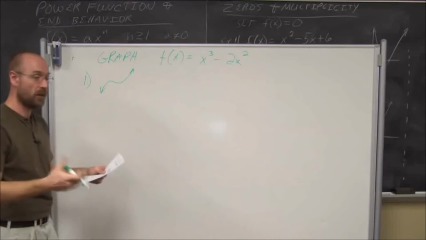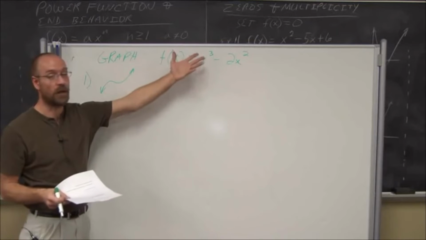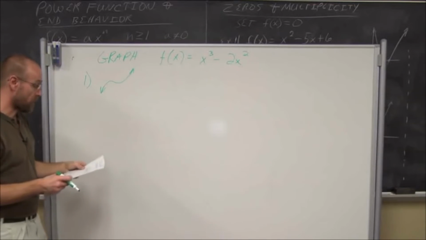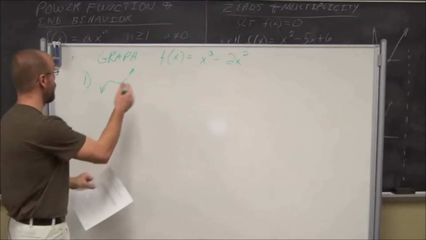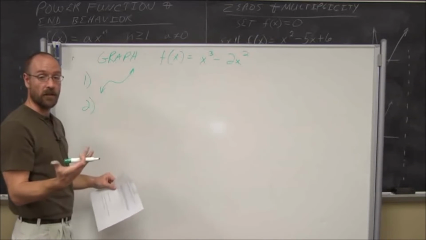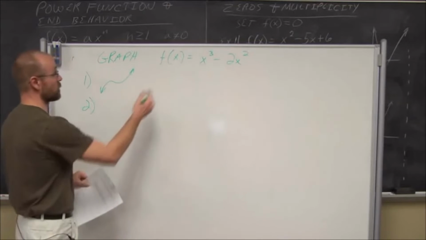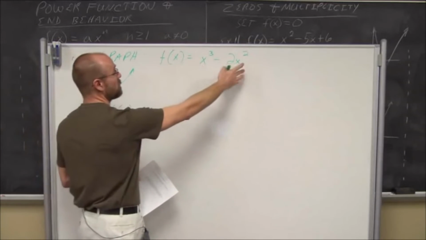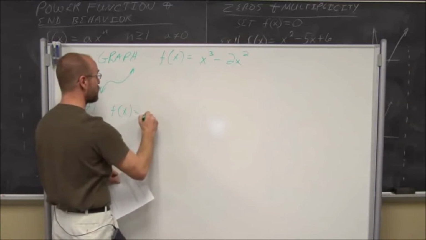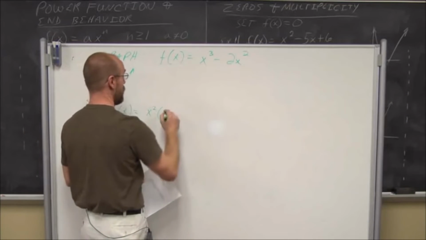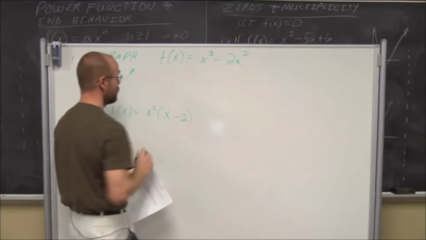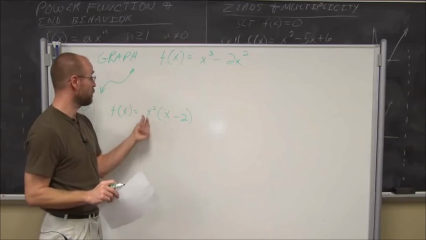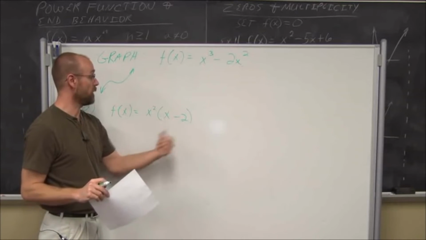So we just did the leading term test. What is its behavior? Is it even or odd? It's odd behavior. The next thing we're going to do is factor this into its linear factors so we can find those zeros. If I factor f of x, these terms have a common factor of x squared, and that would leave me with x minus 2. So I'm able to write it as this squared factor and this linear factor.